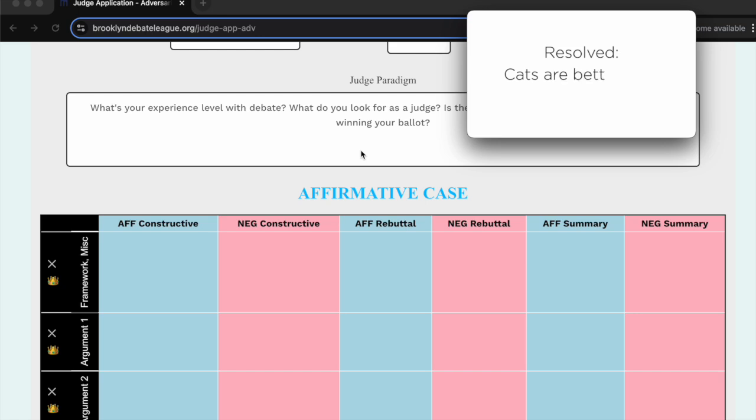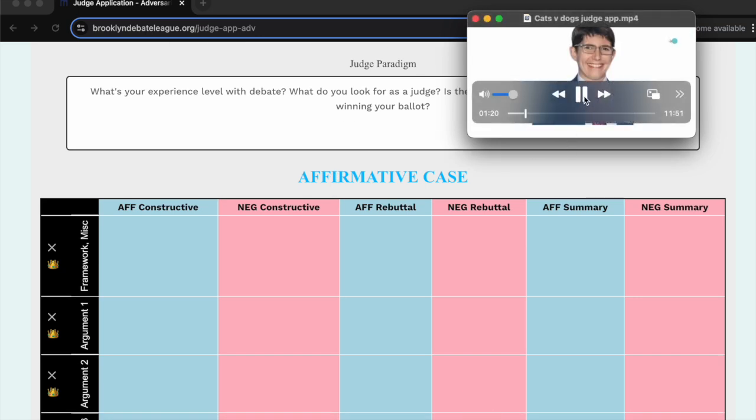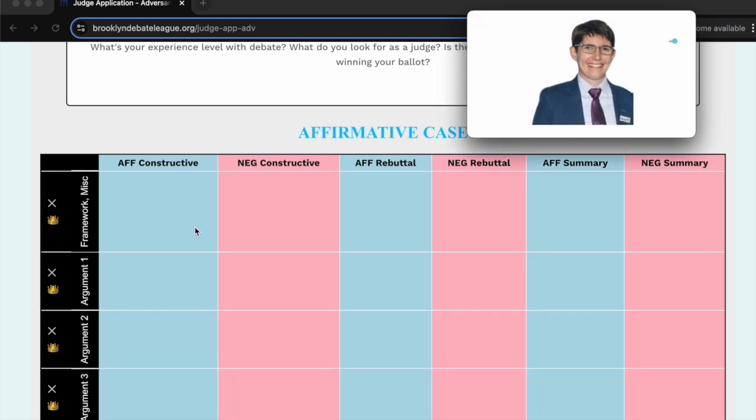So since Deco is on the affirmative, Deco's going to speak first. Before Deco even starts here, remember Deco is the affirmative, that's going to be in blue. This is the AF's first speech, so everything Deco says is going to be in these four boxes.